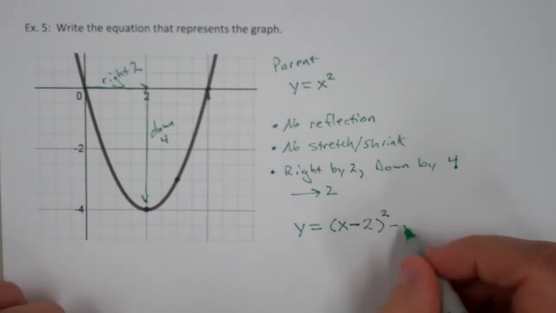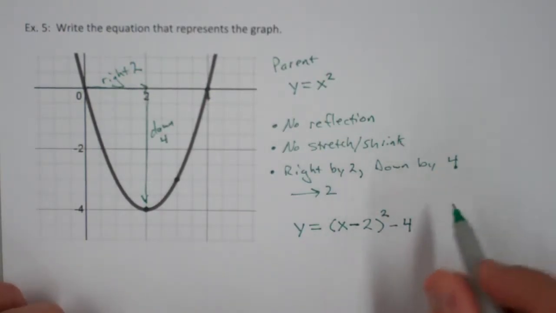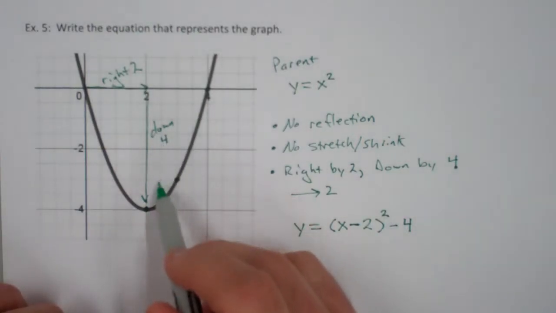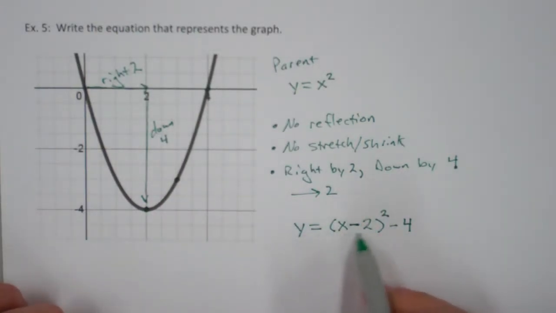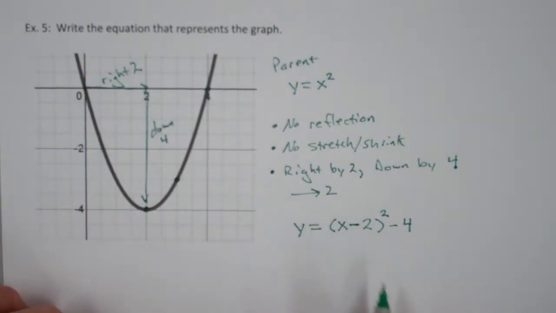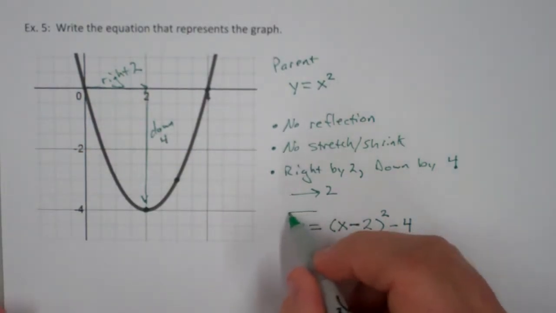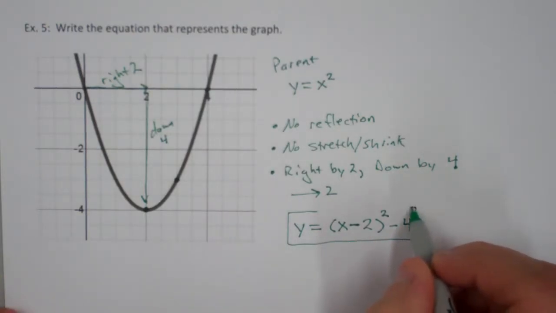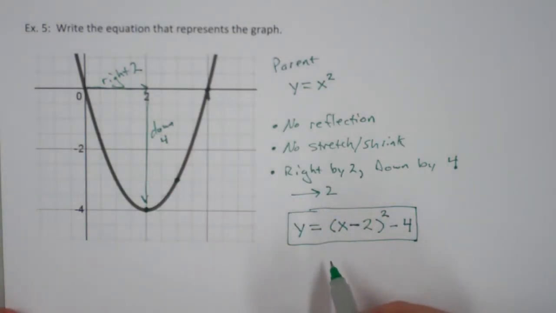So this is down by 4, which is negative 4. We want to keep whatever sign that is, so down would be negative. Unlike the x, which we need to do the opposite, so even though it's in the positive direction, you'll see that here as a negative sign. So this is the accurate equation for this graph, and you could do some test points if you wanted to just to verify that's fine, but I think we're on the right track here.